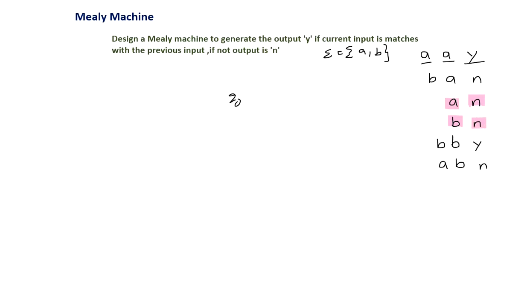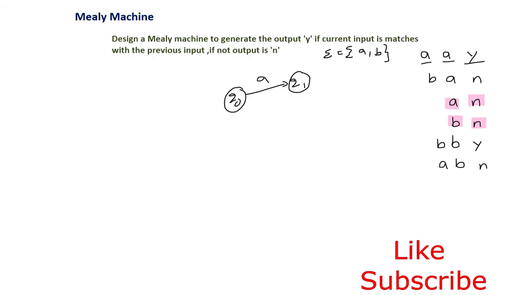So Q naught on A, it is moving to the state Q1 since it doesn't have a previous element to compare, so output is N. And Q naught on B, it is moving to the state Q2 and there is no previous element to compare, so output is N. And Q naught is the starting state.